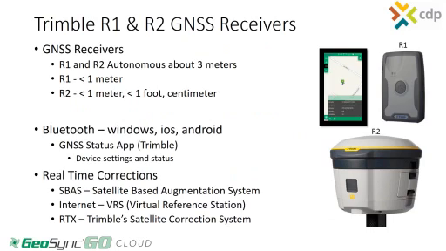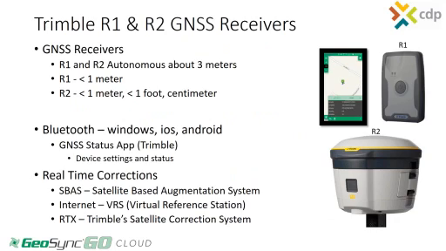But the GNSS receivers have the capability, the R1, to be sub-meter, and the R2 can actually go from sub-meter all the way to centimeter level, depending on the firmware that you purchase in the unit. Both of these units have Bluetooth, so they can be connected to Windows, Apple, or Android devices. And Trimble provides a status app that can be installed on any of those devices, which helps with setting up the device and monitoring the status of the current connection.